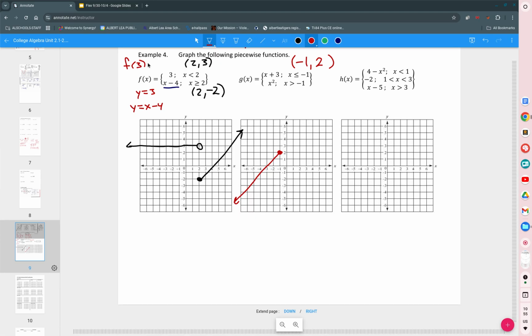Some people don't like that because they say you drew it going down. No, folks, from left to right, it's going up. Slope is from left to right, not right to left. So from left to right, it's going up. So it's a +1 for your slope.